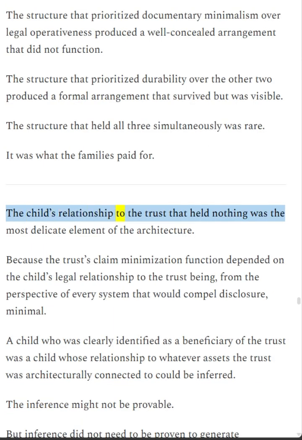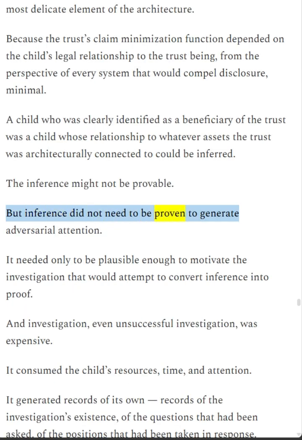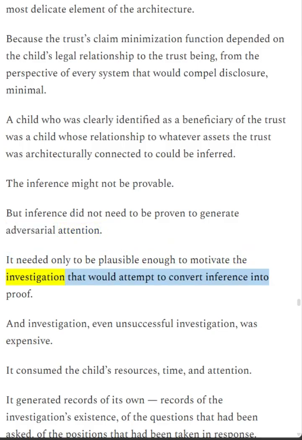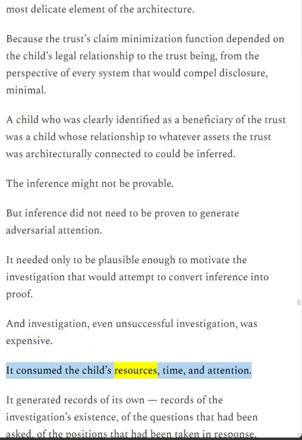The child's relationship to the trust that held nothing was the most delicate element of the architecture. Because the trust's claim minimization function depended on the child's legal relationship to the trust being, from the perspective of every system that would compel disclosure, minimal. A child who was clearly identified as a beneficiary of the trust was a child whose relationship to whatever assets the trust was architecturally connected to could be inferred. The inference might not be provable, but inference did not need to be proven to generate adversarial attention. It needed only to be plausible enough to motivate the investigation that would attempt to convert inference into proof. An investigation, even unsuccessful investigation, was expensive. It consumed the child's resources, time, and attention.